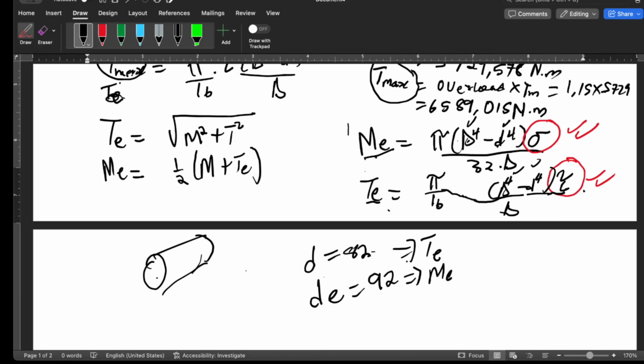So it means you need to calculate and check which one you're going to use. After you have calculated and got 92, you need to take this 92 and substitute back and calculate your stress, the new stress. You get that part? Yes.